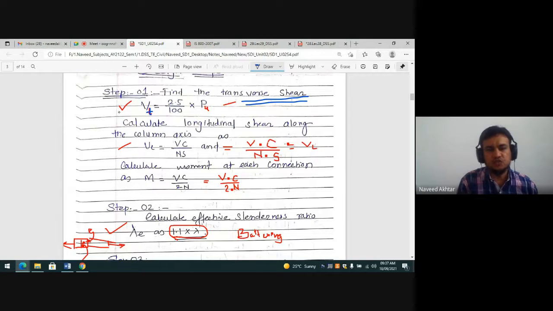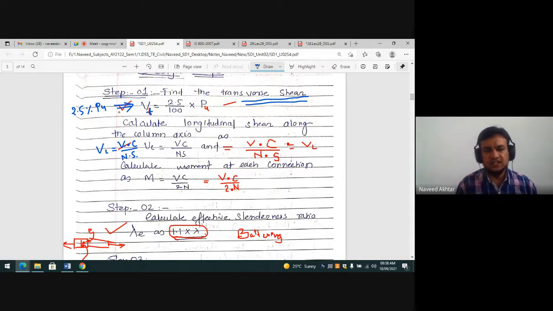Transfer shear is 2.5% of axial load, 2.5% of PU. If you write in calculation, so 2.5 by 100 into PU will get the VT. Okay, calculate the longitudinal shear along the column axis. Now, along the column axis, you have to find out the longitudinal shear, and that you denote it by VL, or VL is equal to the shear into the spacing divided by N into S. It gives you the VL, longitudinal shear.